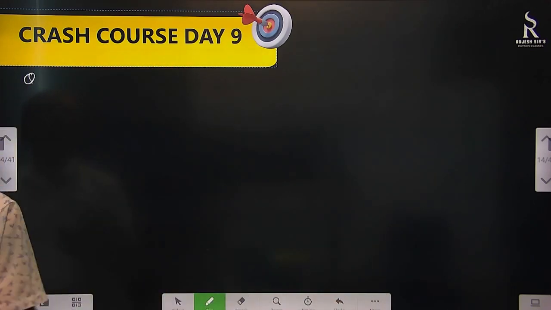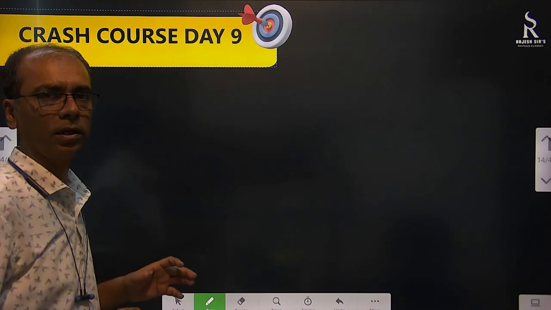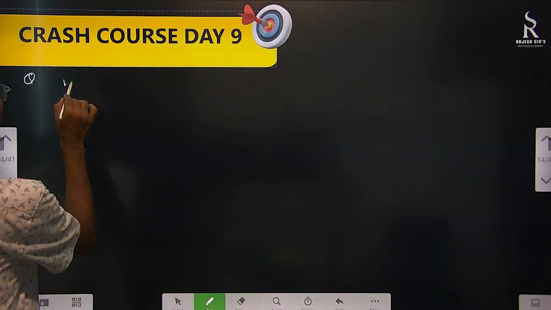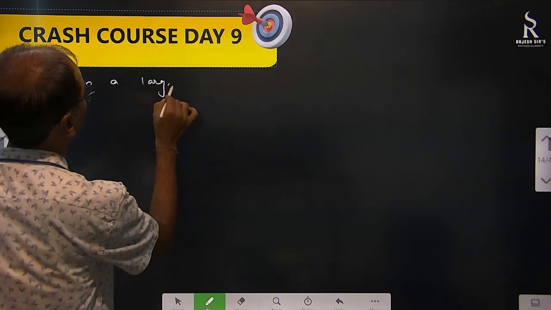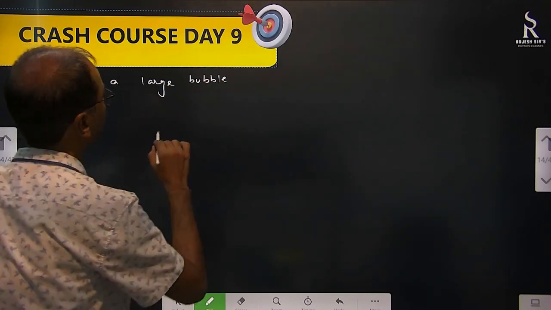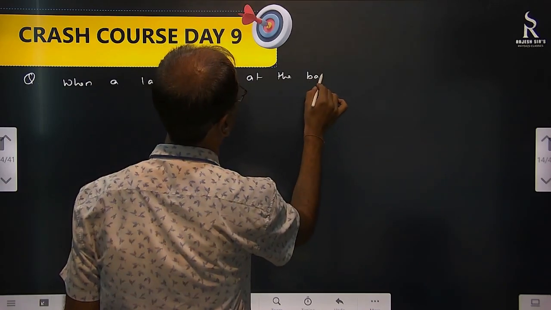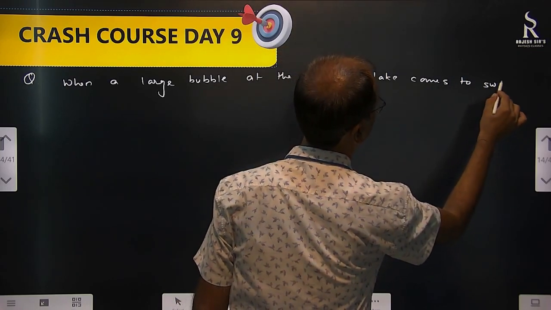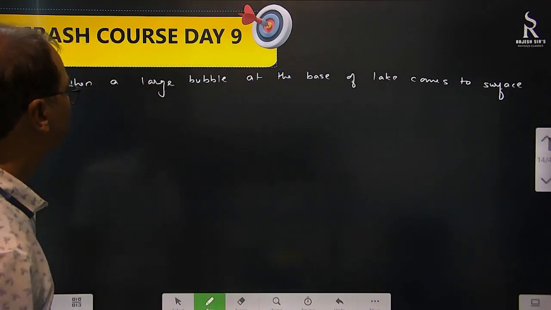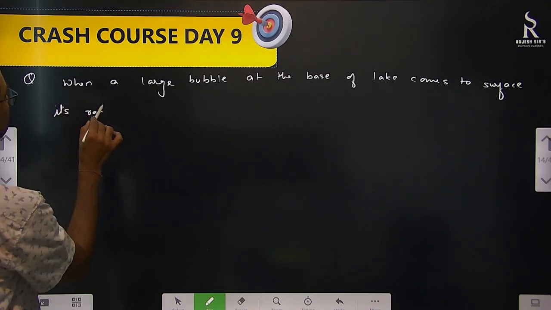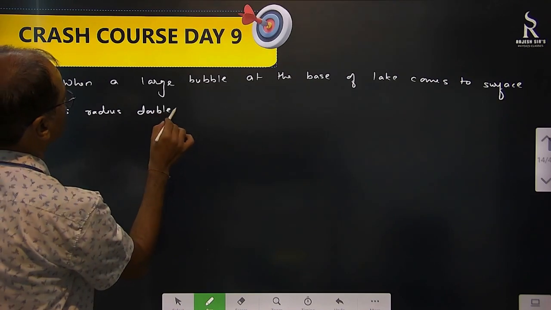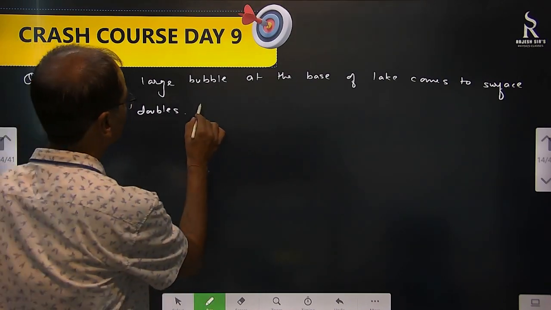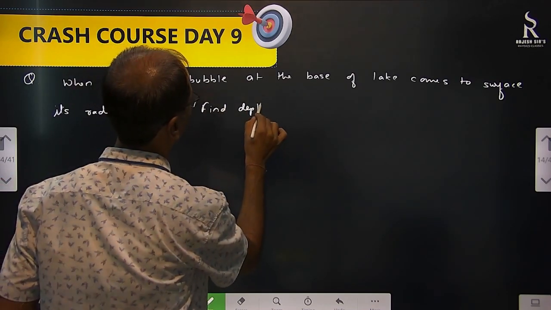Another question says there is a bubble at the bottom of a lake. When a large bubble at the base of the lake comes to the surface, its radius doubles. Okay, its radius doubles. Then find the depth of the lake.